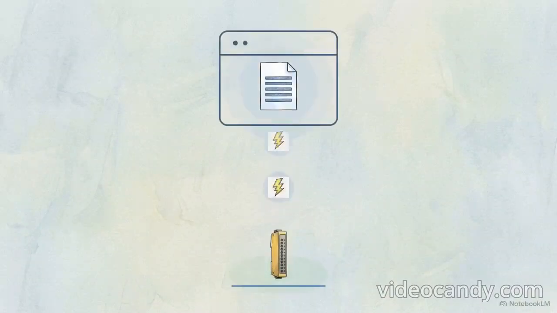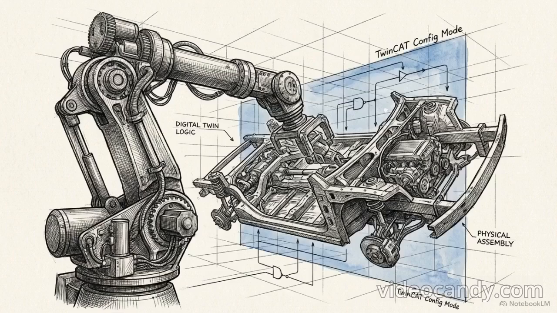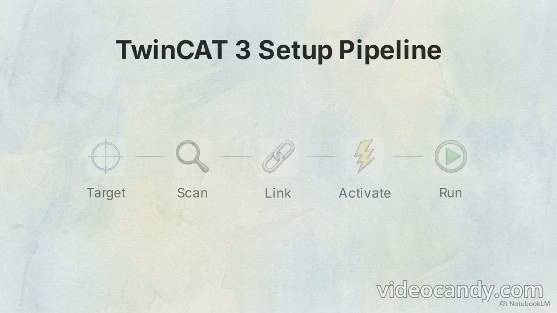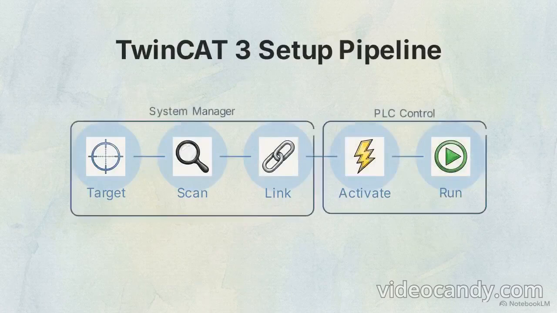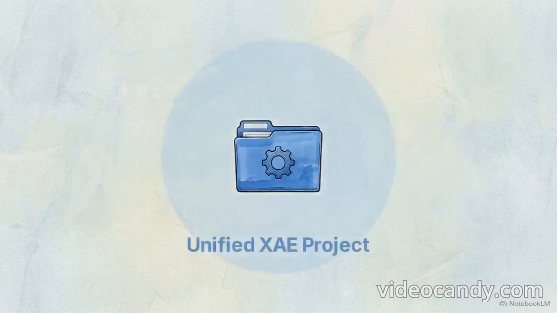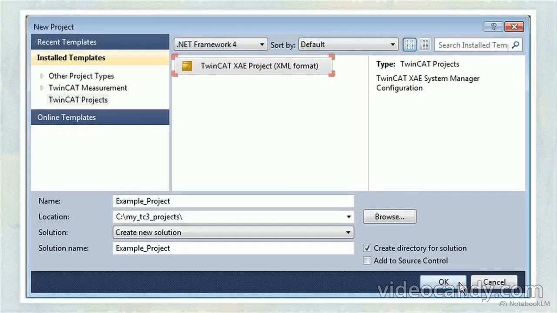This display of the TwinCAT PLC control window shows definitive proof of a successful setup. The blue data boxes in line with the code reflect real-time Boolean and hex values actively updating. Observing live data reading back from the hardware confirms the commissioning pipeline is complete. The digital logic is actively driving physical reality. Returning to the modern standard, TwinCAT 3 executes this multi-step pipeline: target, scan, link, activate, run.